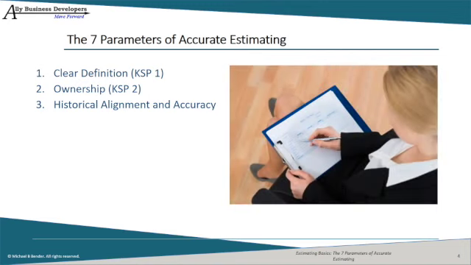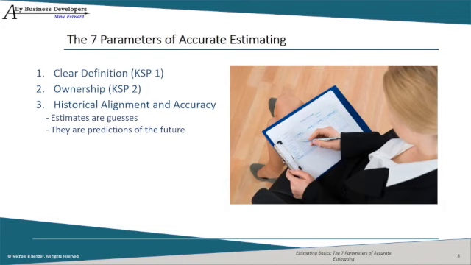Historical alignment and accuracy is the next parameter for generating accurate estimates. In live classrooms, I frequently ask the question, what is an estimate? The most common answer I get, well, it's a guess. And that's exactly correct. I then point out that it's a little bit more than a guess. It's actually a prediction of the future. There are only 2 ways I know of predicting the future. The first is from historical information. The second is using a crystal ball. While I'm not aware of any scientific comparisons of the 2 methods, generally in projects we tend to use historical information.